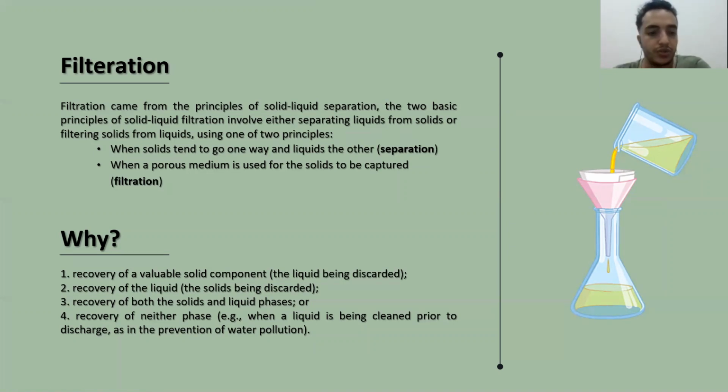So why do we use this kind of equipment? The first reason is to recover a valuable solids component where the liquid will be discarded. The second one is when we recover the liquid and the solid will be discarded. The third one is when we want to recover both the solids and liquids. And the last one is when we don't want to recover any of them, but we just want to purify the liquid before we dump it into the environment to prevent water pollution, for example.